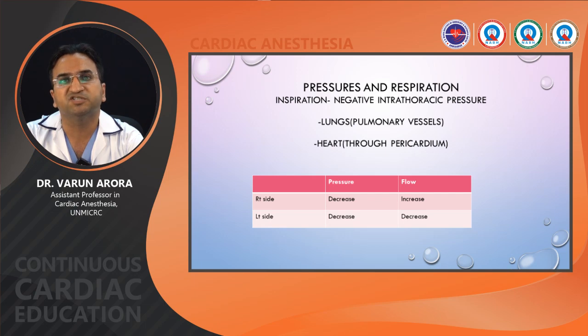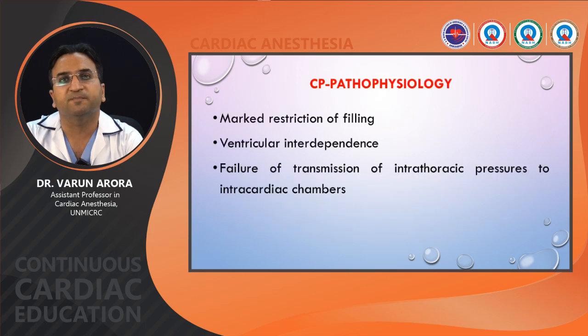Normally in inspiration there is a negative intrathoracic pressure, and this pressure is transmitted thoroughly. But in case of constriction, on the right side there is a decrease in the pressure and decrease in the flow, and on the left side there is a decrease in the pressure and decrease in the flow. Now coming to the pathophysiology, there is a marked restriction of filling, ventricular interdependence, and failure of transmission of intrathoracic pressure to the intracardiac chamber.